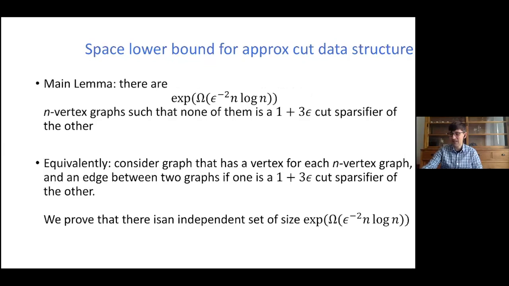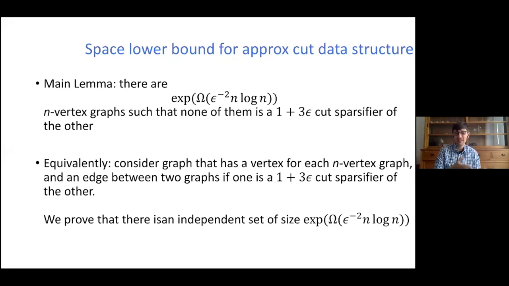And maybe another way to think about what I just said is that you could think of this gigantic graph that has one vertex for every n-vertex graph. And then there is an edge if these two graphs are good approximators of each other, so they could share the same data structure. And there is no edge if they're not good approximators of each other, so they cannot share the same data structure. Now you want to say that this gigantic graph has a large independent set.